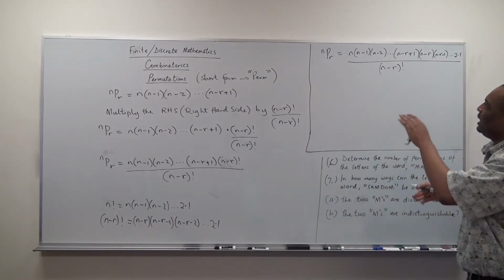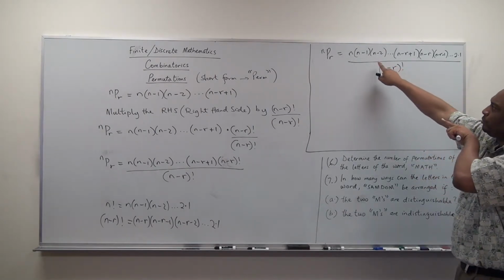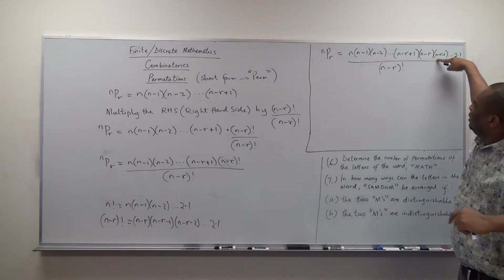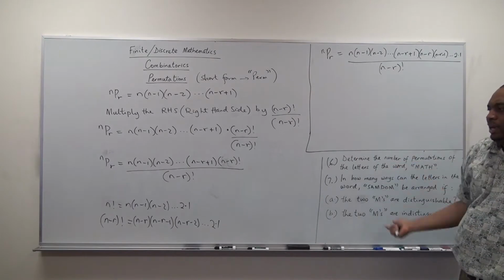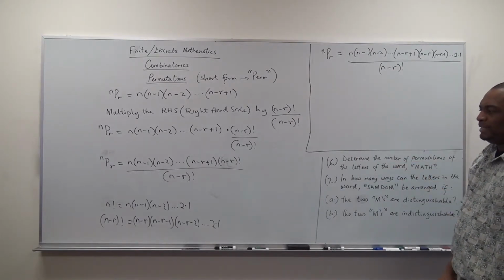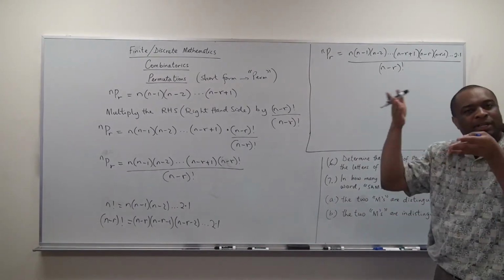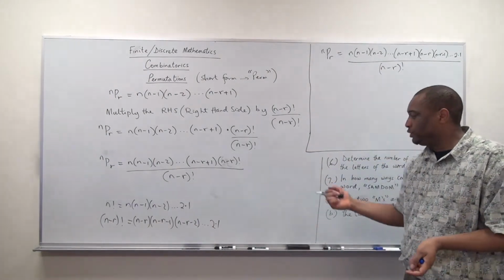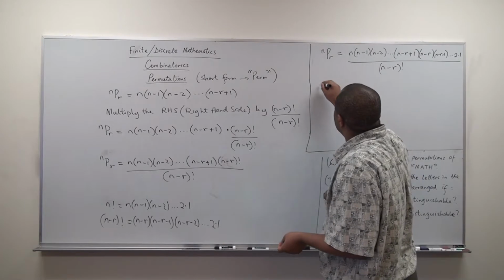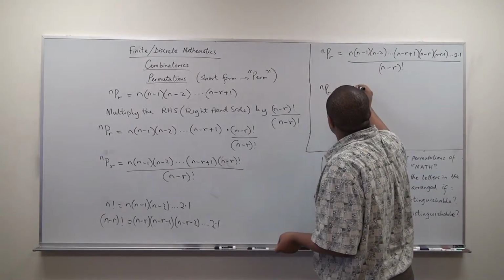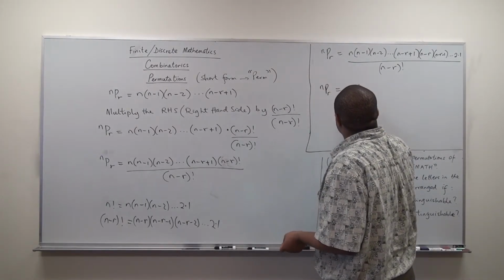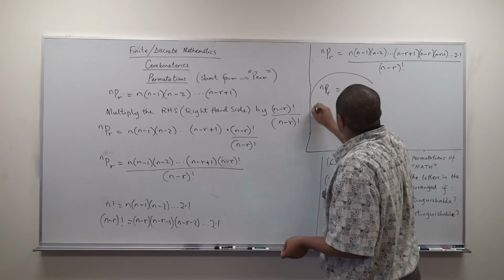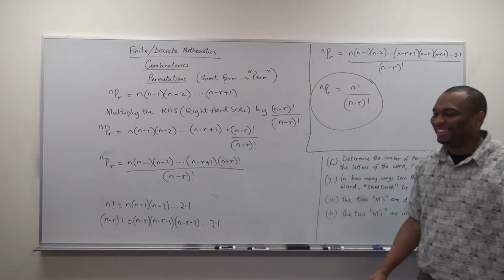Now, if you look at this, the numerator is still n factorial, because you keep multiplying and multiplying until you eventually get to 1. So this is like saying that nPr will now be n factorial all over n minus r factorial. This is actually what we need.